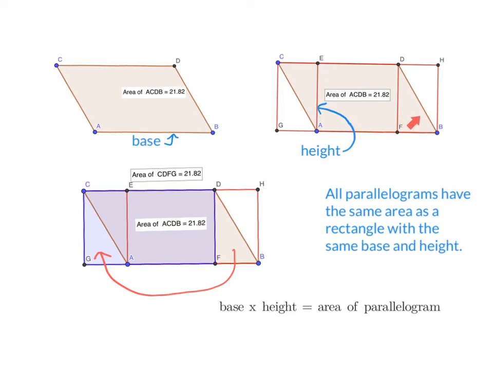We know they have to be equal in area because we know that in a parallelogram these 2 angles are equal and these 2 angles are equal. So if you imagine this triangle slides along to this space here, we can see that the area of the parallelogram is the same as the area of a rectangle with the same base and height.